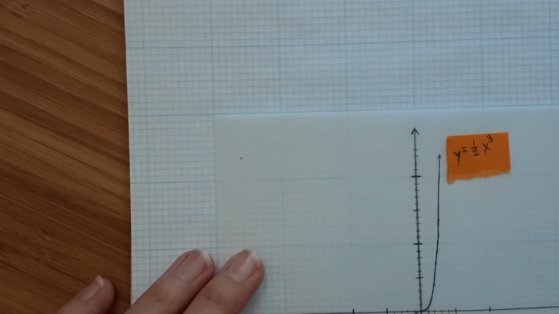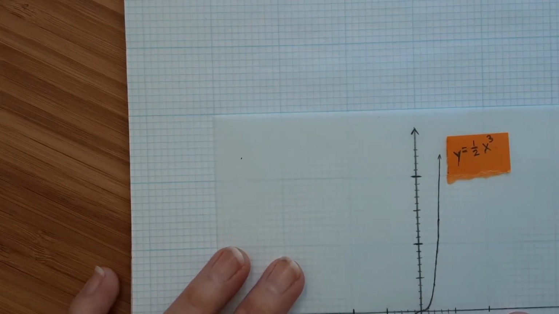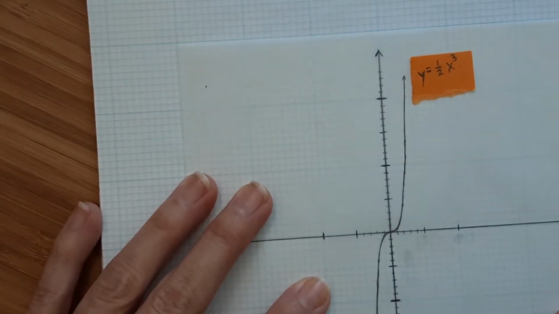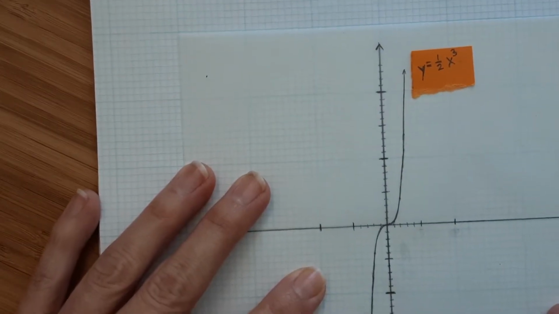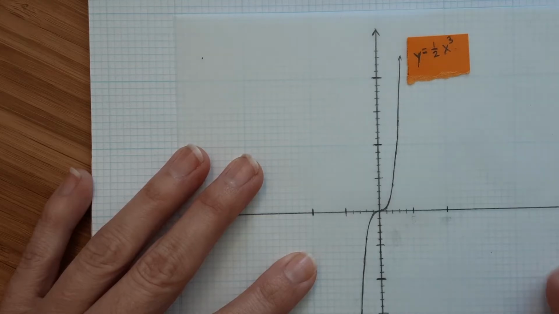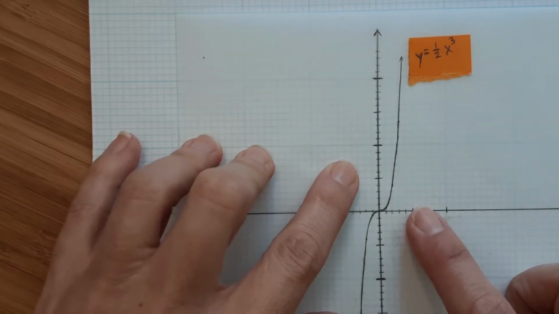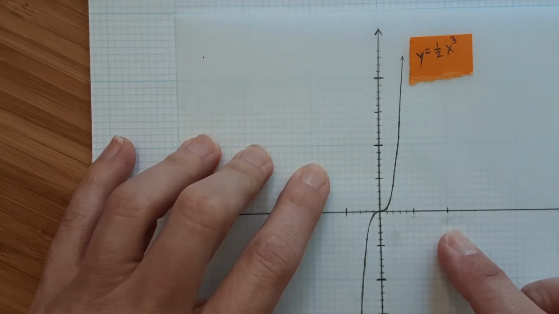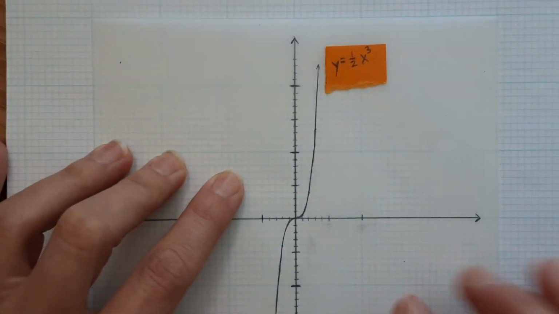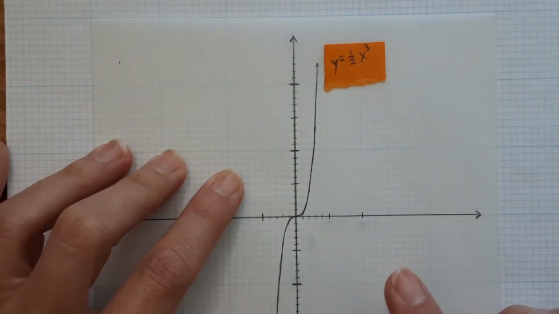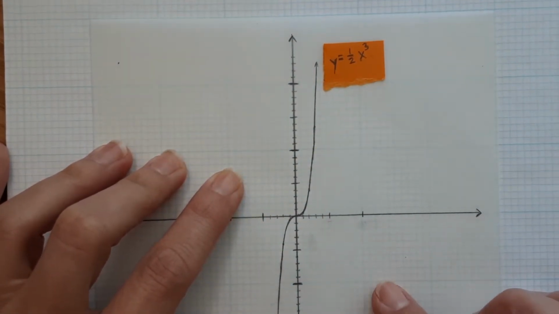I started with grid paper so that I could get a nice fine grid, and I graphed the function y equals 1/2 x squared. I graphed it pretty precisely according to the grid. And I'm going to think about this when I'm talking about an inverse.